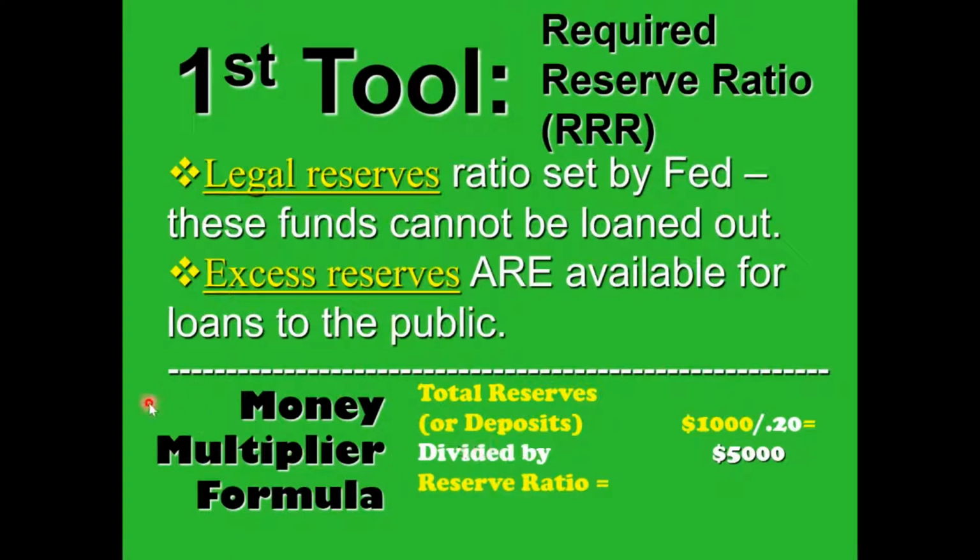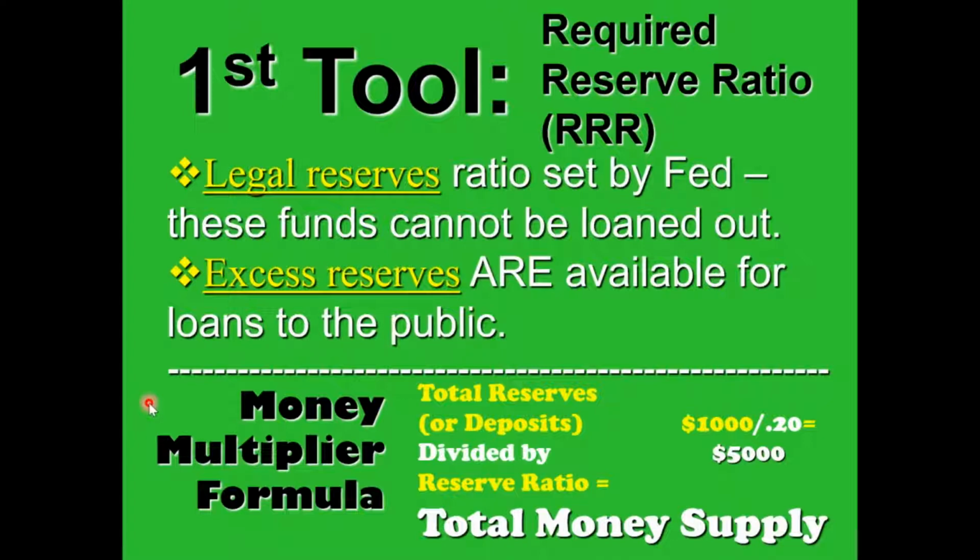I'll move my laser pointer out of the way. Somebody has a $1,000 paycheck, 20% reserve ratio, then you simply divide 1,000 by the percent expressed as a decimal, and that gives you the total size of the money supply. Now, be careful if you're asked about how much new money is created. Remember that 1,000 is a part of the money that's out there in circulation. So we as economists have to say, okay, it's not $5,000 of new money, it's $4,000 of new money, okay? But that still makes it possible for us to grow the money supply.